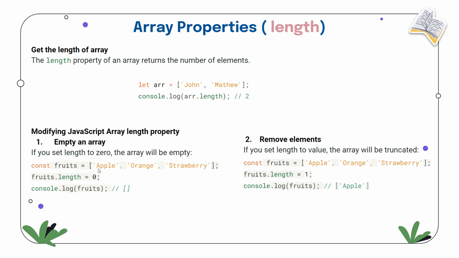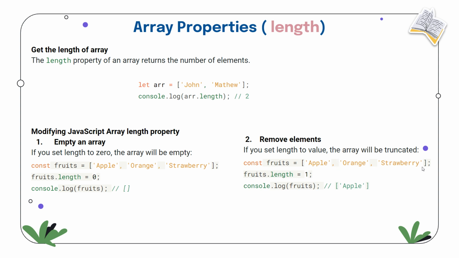So see here, fruit is there: apple, orange, and strawberry. So what I'm doing, I'm trying fruit dot length equal to 0. Once I do fruit dot length equal to 0, I'm telling that I don't want anything inside the fruit array, so now the array will be empty. So to empty an array also the length property is used, and for removing elements, like see, const fruit, apple, orange, strawberry. Okay, length should be 1.